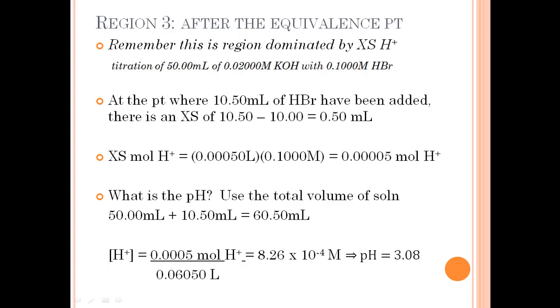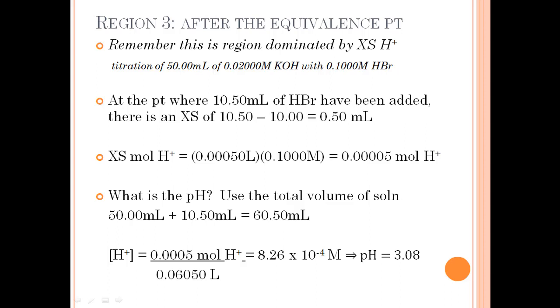So it would be the milliliters of acid that we've added, which in liters would be 0.00050 liters, times the molarity of the acid, that doesn't change, which will give me how many extra moles of acid I've added after the equivalence point. What is the pH? Remember, the original volume of the solution was 50 mils. We've added 10.5 mils of acid total, which gives us a total of 60.5 mils.